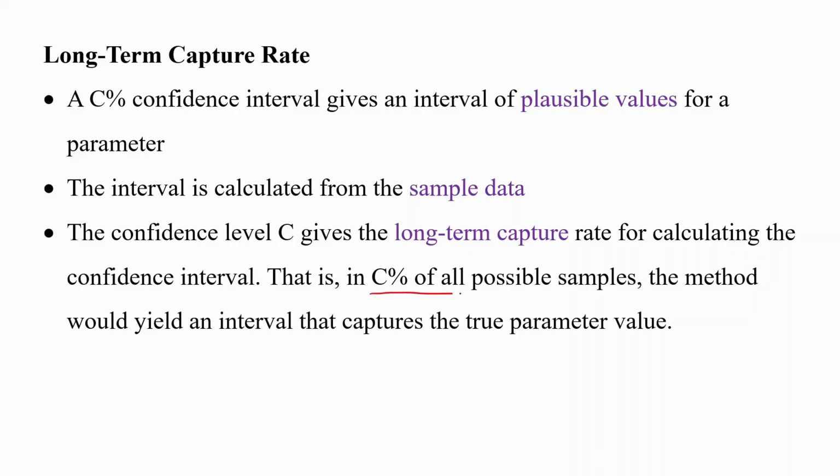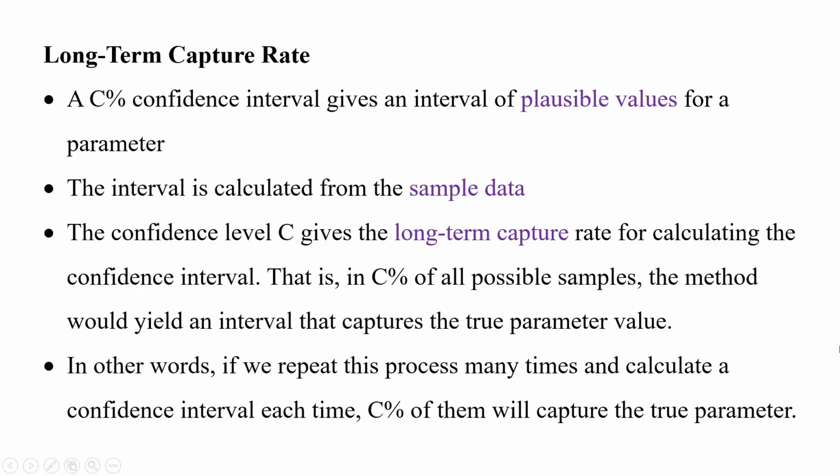So that's the basic interpretation of what C% is. Your C% confidence is not any sort of probability. It's not a probability you captured the population parameter or anything like that. It is a long-term capture rate. So we want to make sure that we are interpreting it correctly.